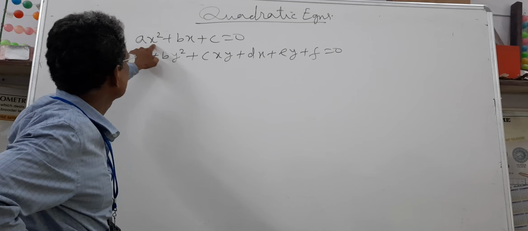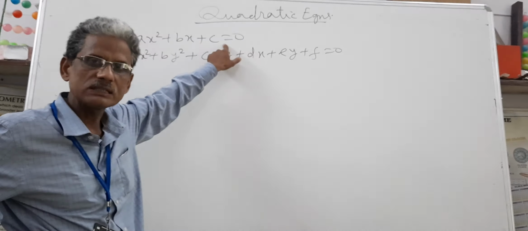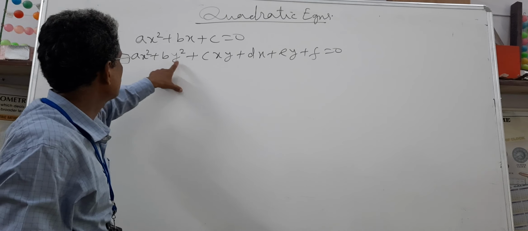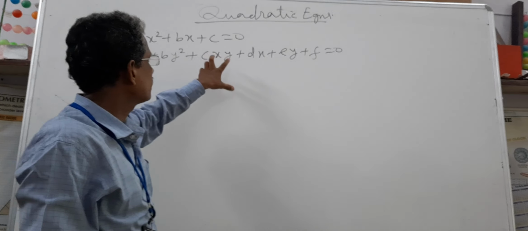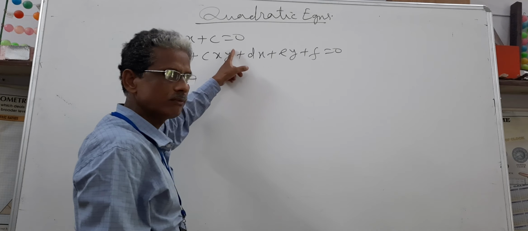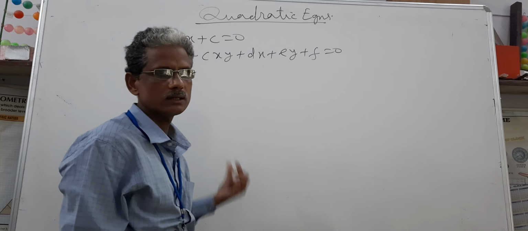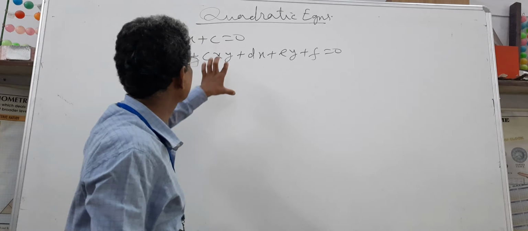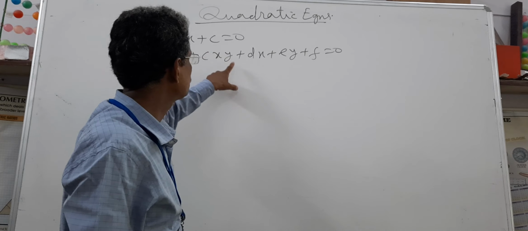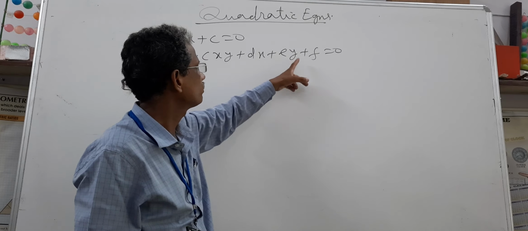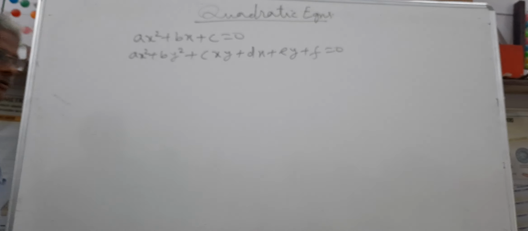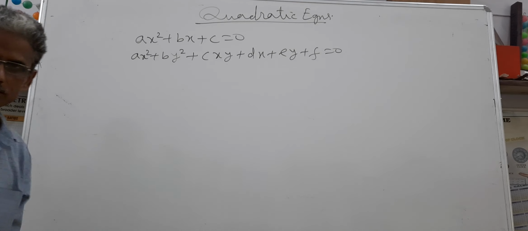See here, 2 power, 1 power, 0 power. This is the standard form. 2 power of x, 2 power of y: the combined power is 2. 1 power of x, 1 power of y added together gives 2 power. The combined power of x and y is 2. This is the standard form of a quadratic equation in two variables.